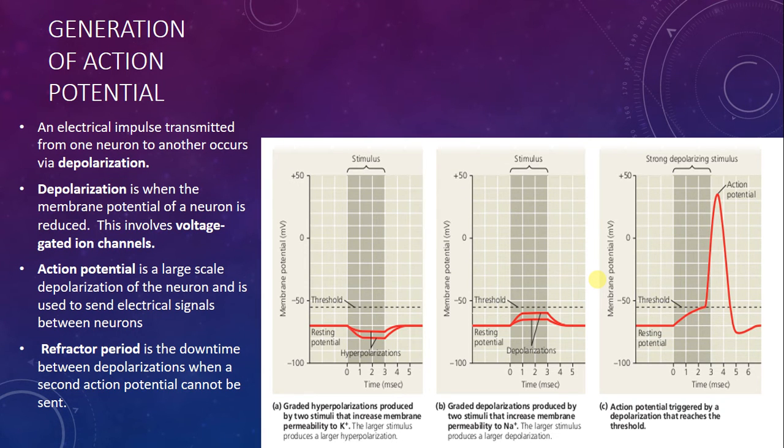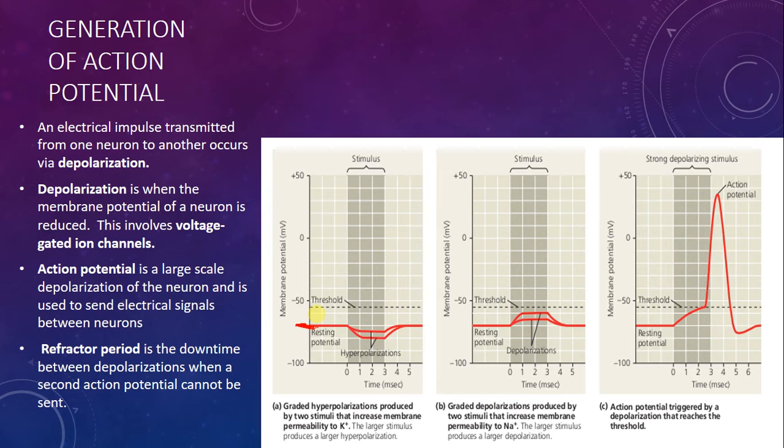So, now how do we generate an action potential? Well, an action potential is a large depolarization of our membrane. So if we're starting here at negative 60 to 90, any sort of impulse can cause a depolarization or a hyperpolarization.